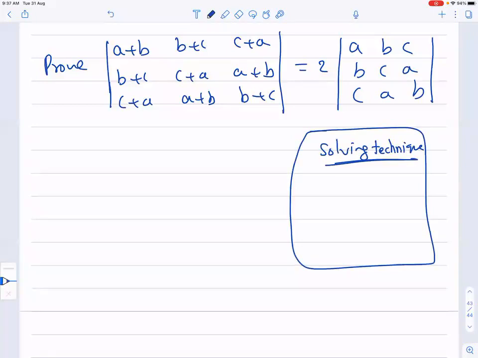So we have to prove that LHS is equal to RHS, right? Now look, we will add all the columns, all the elements. What do we get? The same sum. If I add like this, I'm getting 2 times a plus b plus c, 2 times a plus b plus c, 2 times a plus b plus c, in all three. Correct? Yes, sir. So that is what our first step is going to be.